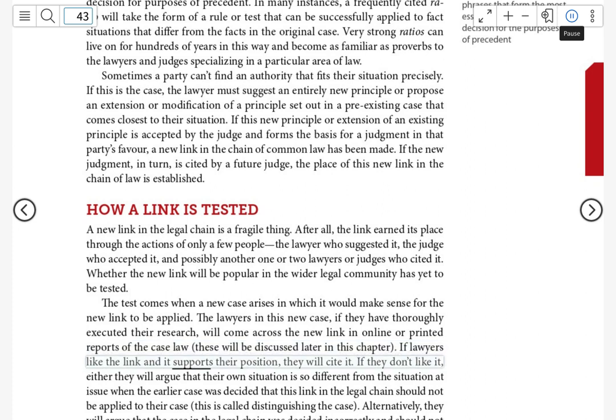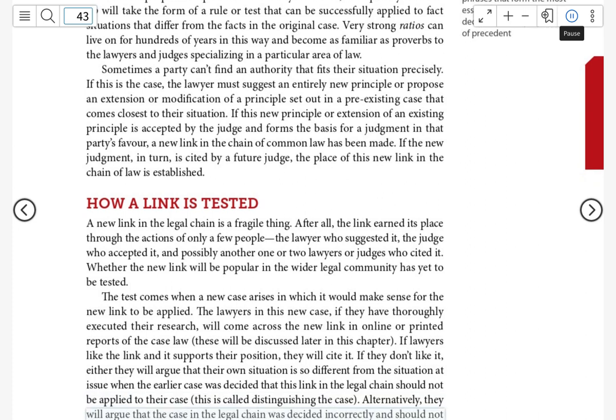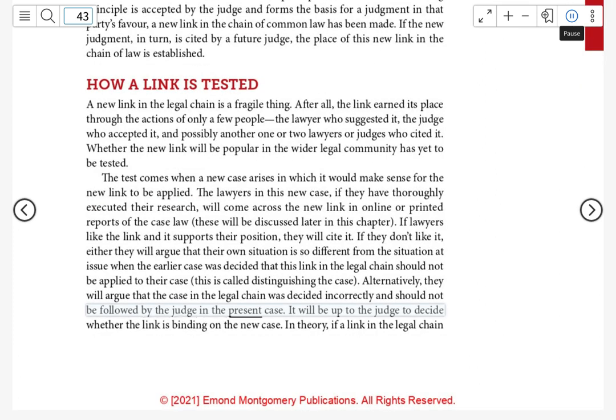If lawyers like the link and it supports their position, they will cite it. If they don't like it, either they will argue that their own situation is so different from the situation at issue when the earlier case was decided that this link in the legal chain should not be applied to their case. This is called distinguishing the case. Alternatively, they will argue that the case in the legal chain was decided incorrectly and should not be followed by the judge in the present case.